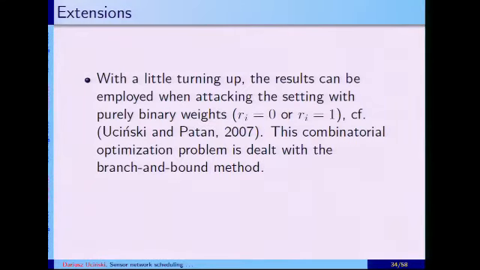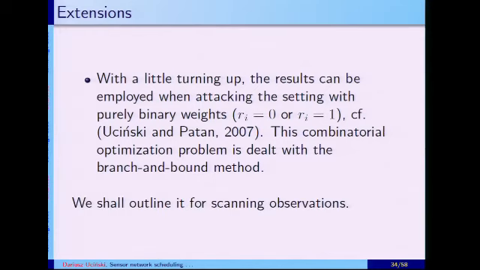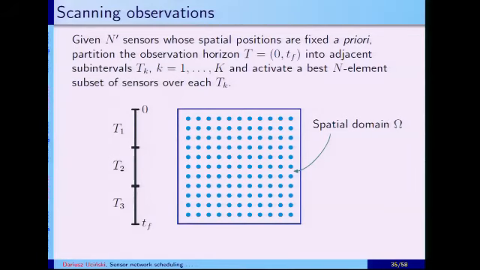And finally, we can adapt. It turns out that we can adapt all the stuff I've just described to the situation when the coefficients Ri are binary, either 0 or 1. But in order to have some variety, let's illustrate this approach for the case of scanning observations. In scanning, we have a number of allowable sites. We assume that at those sites sensors reside already, and the question is which sensors should be activated.